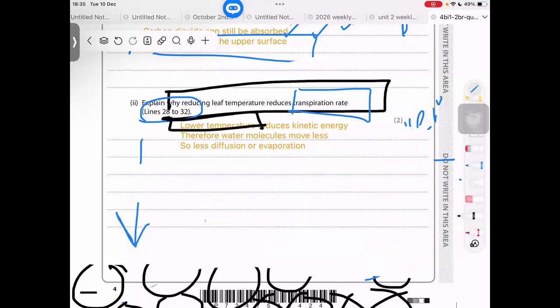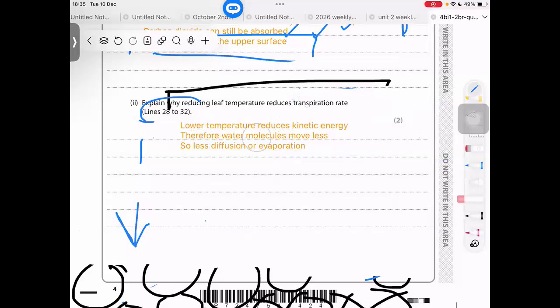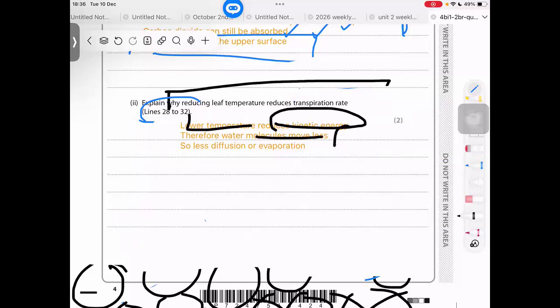What happens when there is a lower temperature? You can't directly write lower temperature. Because of lower temperature, water molecules move less fast, right? You can't write like that. You must mention the energy because they expect the point energy from you. So you must say the lower temperature will reduce the kinetic energy, right? And then you must say, therefore, the water molecules will move less fast. And therefore, less rate of diffusion means less rate of transpiration. If the diffusion rate is slow, the transpiration rate will also be slow.